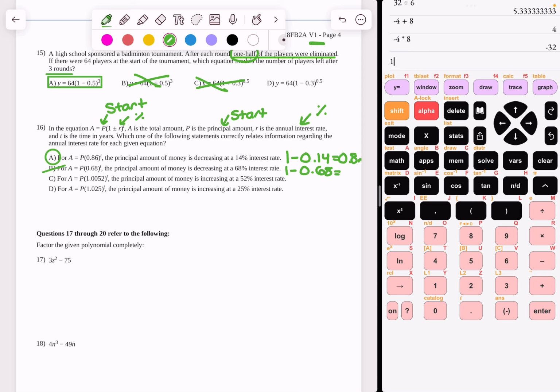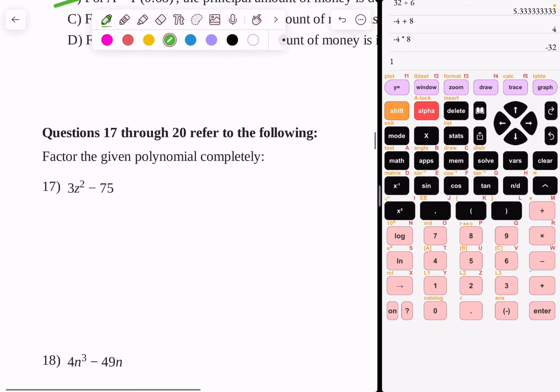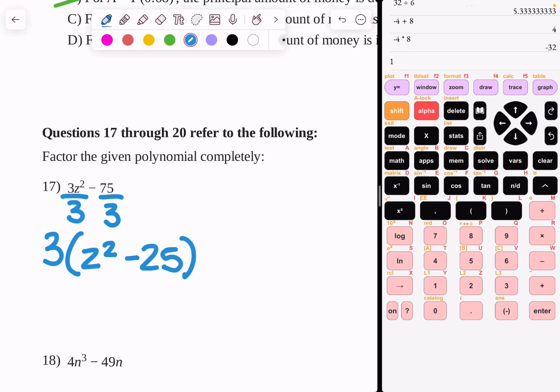All right, question 17. 3z squared minus 75. The smallest number there is 3, and 75 does divide by 3. So let's take out this 3. That will leave us with 3, parentheses, z squared minus 25. Okay, we can't do the adding and multiplying method because we don't have a trinomial, but z squared is a perfect square and 25 is a perfect square.